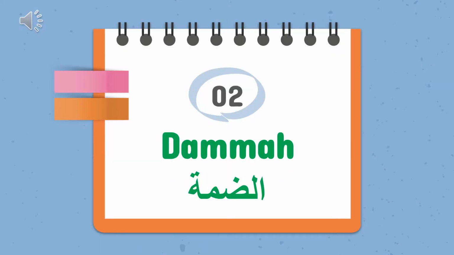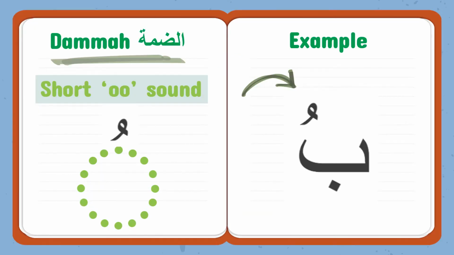Now let's look at the second short vowel, Dammah. Dammah is a sign that looks like the number 9, and it is also written on top of the letter and represents a u sound right after the original sound of the letter. Let's look at an example. We have the letter ba again. The original sound of the letter ba is b, as we learnt before. So with dammah on top, it will be read as bu.